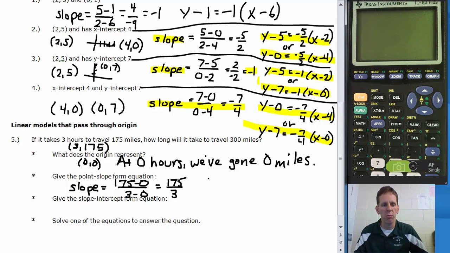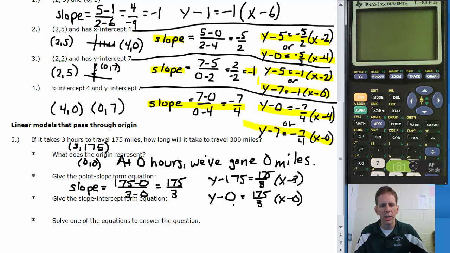When you come up with your point slope form equation, there are 2 options. If you want to use the point (3, 175), it's going to look like y minus 175 equals our slope, 175 thirds, times (x minus 3). Now if we use the other point, it's kind of strange. What we get is y minus 0 equals 175 thirds times (x minus 0). And if you actually simplify this, you get y equals 175 thirds x.